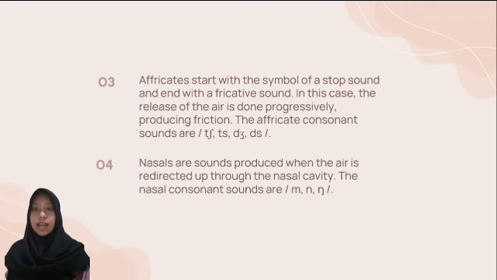The third is affricates. Affricates start with the position of a stop sound and end with a fricative sound. In this case, the release of the air is done progressively, producing friction. The affricate consonant sounds are ch, j. The fourth is nasals. Nasals are sounds produced when the air is redirected up through the nasal cavity. The nasal consonant sounds are m, n, ng.